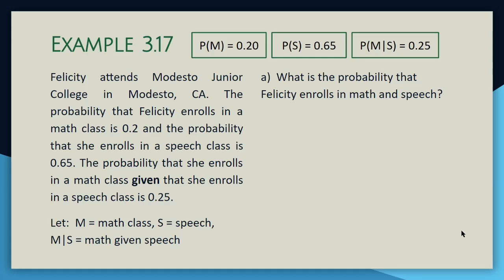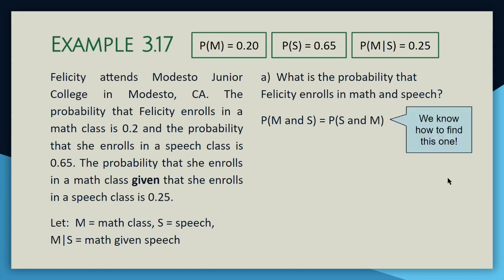And we're asked math and speech. And we know the key word "and" means multiplication rule. Now I'm going to use a cool trick here. I know that M and S should be equal to S and M because the "and" keyword is looking for the overlap, and the order that I list them in doesn't matter. It's that same chunk of overlap in a graph. I'm writing it this way because we already know how to find this one. We know that P(S and M) is P(S) times P(M given S), and we have P(M given S).